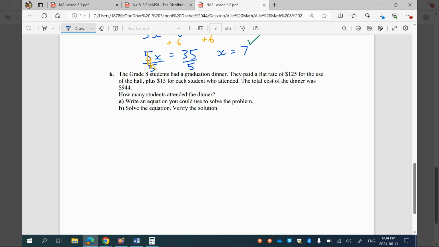So we have a flat rate for the hall of $125. We're going to pay that no matter what. Plus, we're also going to pay $13 per student. So this is like an equation for the cost. But we know that the total was 944. So now we can use this information to solve for the number of students who attended. So we did that, we did A, and now let's do B.